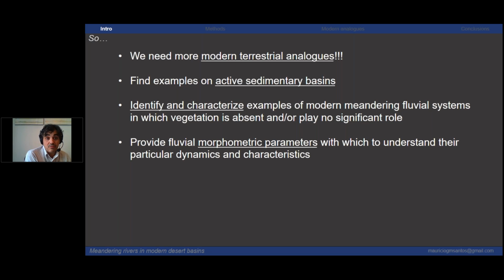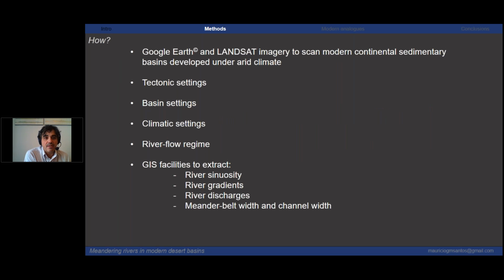We need to find examples in active sedimentary basins, those whose sediments are likely to get preserved in the rock record. We need to identify and characterize examples of modern meandering fluvial systems with no vegetation, and provide fluvial morphometric parameters with which to understand their dynamics and characteristics. We will use Google Earth and Landsat imagery to scan modern continental sedimentary basins developed under arid climate. We need to set the tectonic settings, basin settings, climatic settings, and river flow regime, and use GIS facilities to extract river sinuosity, gradients, discharges, meander belt width, and channel width.